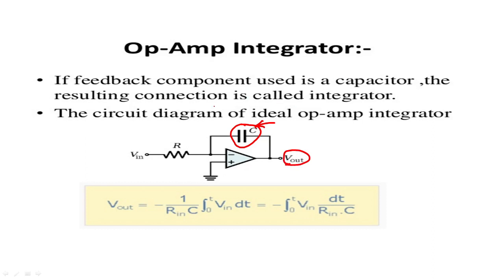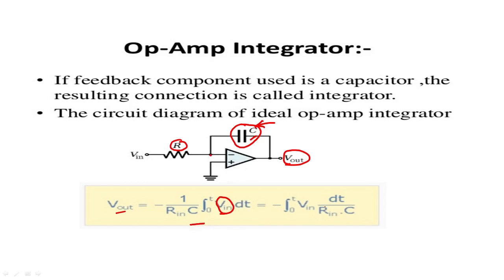So what is the output? If I look at this RC network, the output across this is V out equal to minus 1 divided by R in into C, which is RC, integration from 0 to T of V in dt. So this is my output.